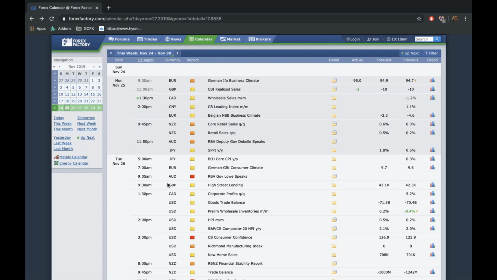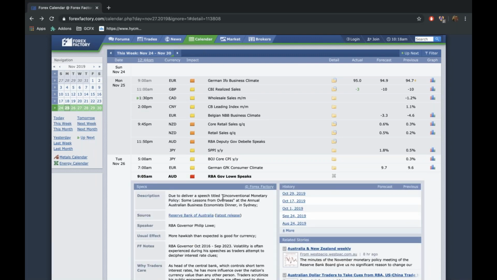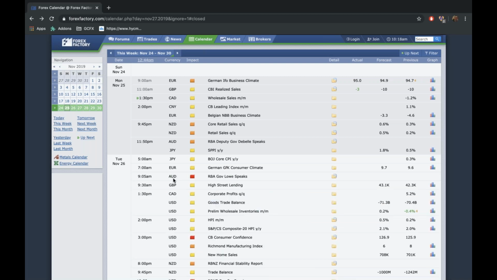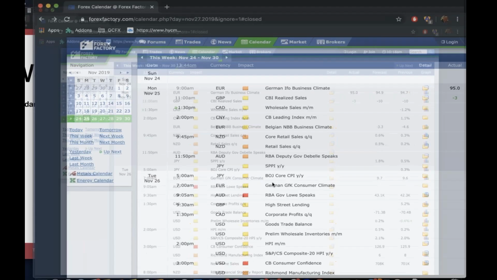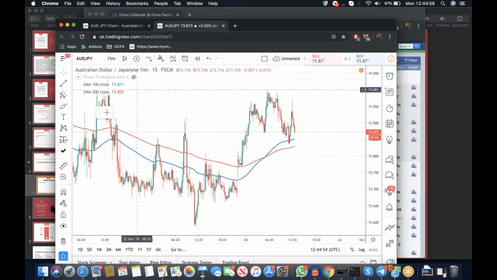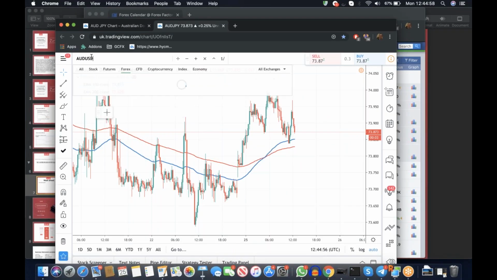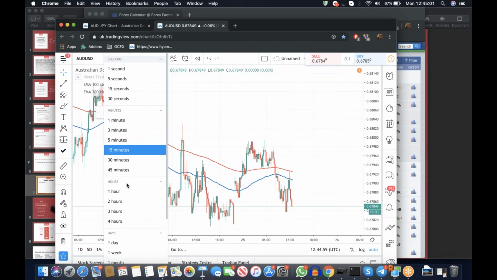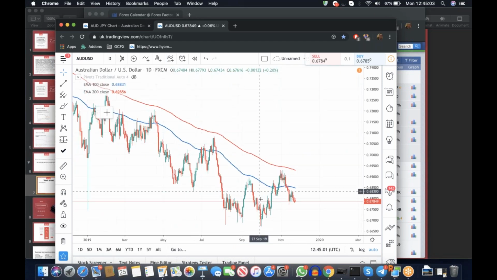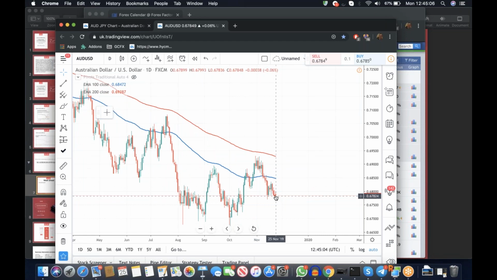Going on into Tuesday, this is a little bit more interesting because we have Governor Lowe speaking. Now, the subject matter he's speaking on is unconventional monetary policy, some lessons from overseas. So the market's going to be paying close attention to that. The Australian dollar recently has had the upside capped. So if we look at the Australian dollar US dollar pair, we can see some of the upside to Australian dollar has been capped, and the Australian dollar is being pressured.